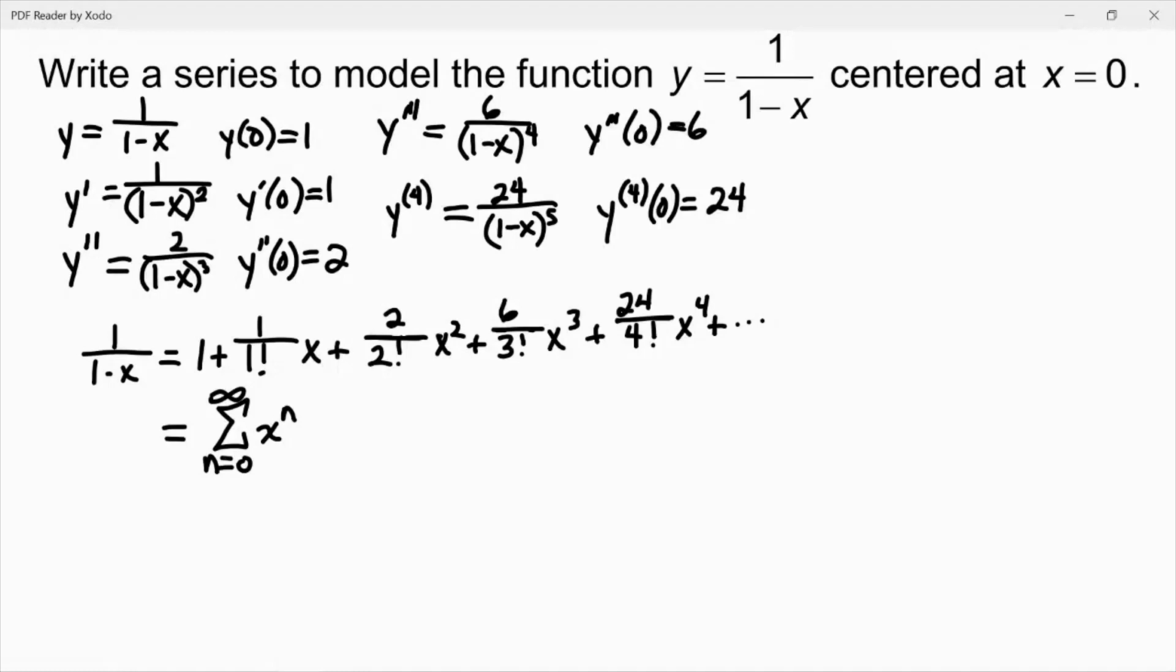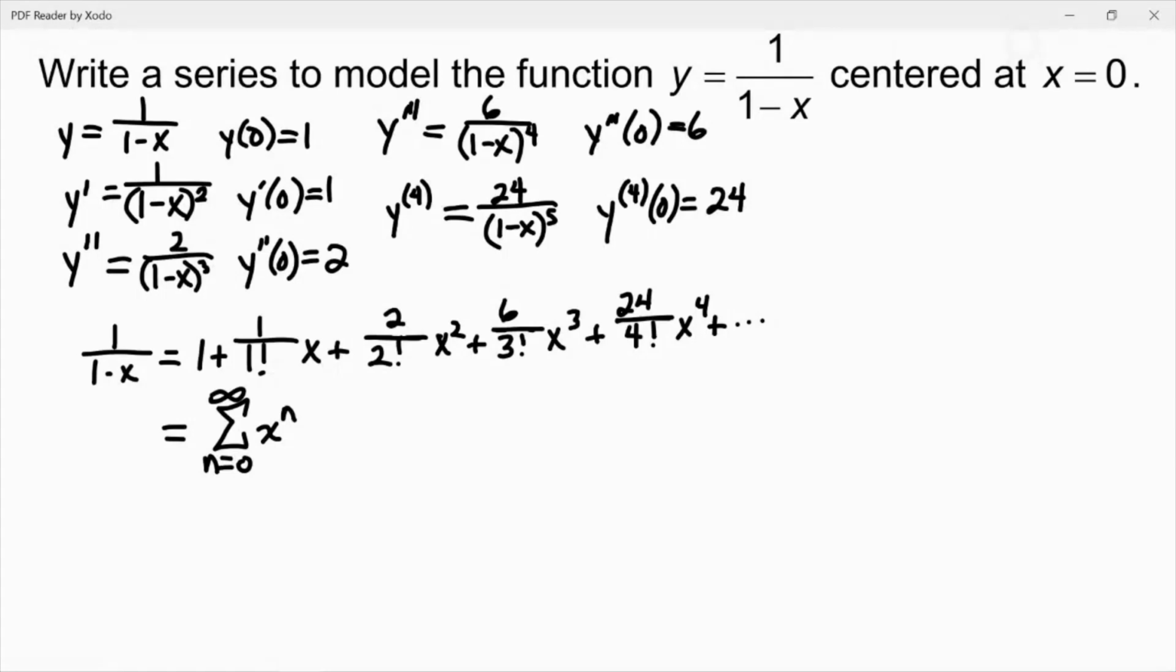You'll recognize that 24 is 4 factorial. We're going to use factorials a lot. So it turns out that all these constant values essentially cancel out, and I just have 1 plus x squared plus x cubed plus x to the 4th and so on, and that just simplifies down to x to the n. So I've got from n is 0 to infinity the summation of x to the n.